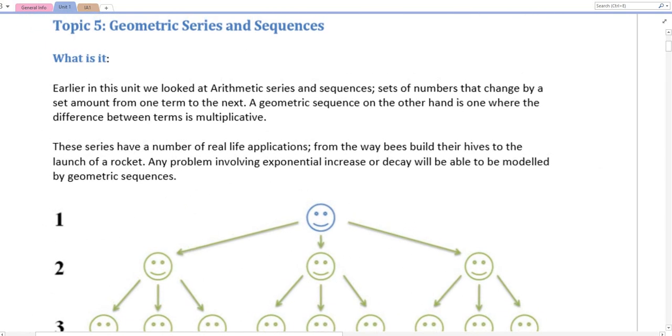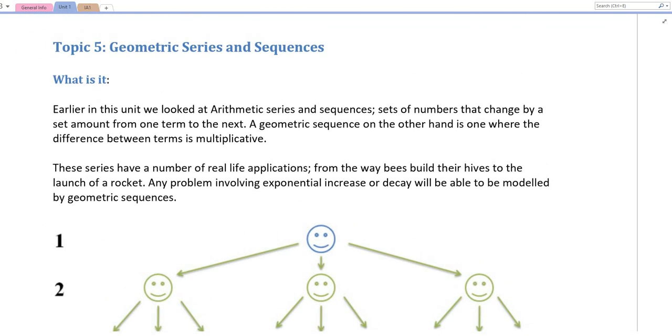Guys, so geometric sequences and series. What is it? Continuation of arithmetic. Easy as. Instead of going up or down by a set amount, we're going up or down by what they call a common ratio. So in other words, it's being multiplied or divided instead of plus or minus.